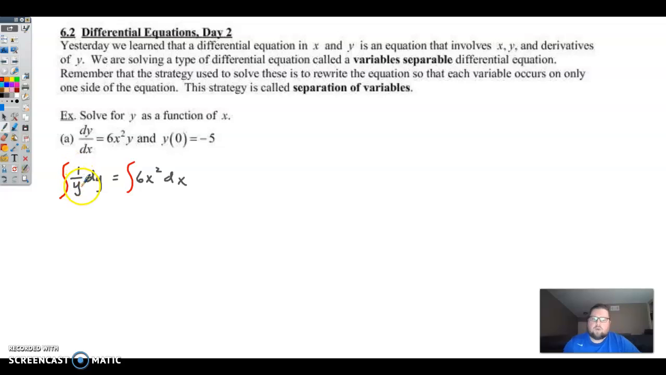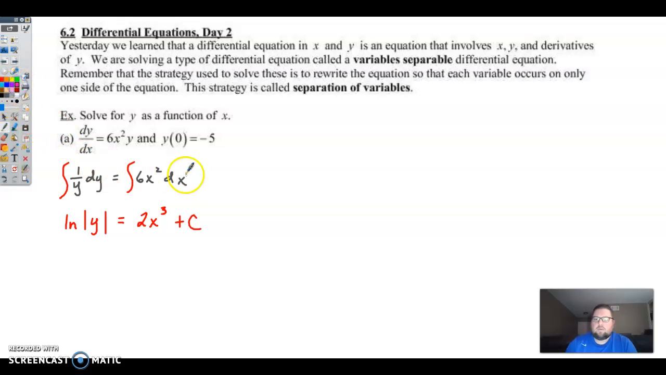So remember 1 over y, you cannot use the power rule there because we'll end up dividing by 0 if we use the power rule. So got to avoid that. The integral of 1 over y is the natural log of the absolute value of y. Absolute value is actually quite important here, so you want to make sure to include that because that's going to have some more effects later on in the problem. Then on this side, that's going to be 6x cubed over 3, which will reduce to 2x cubed. And then don't forget our constant of integration.